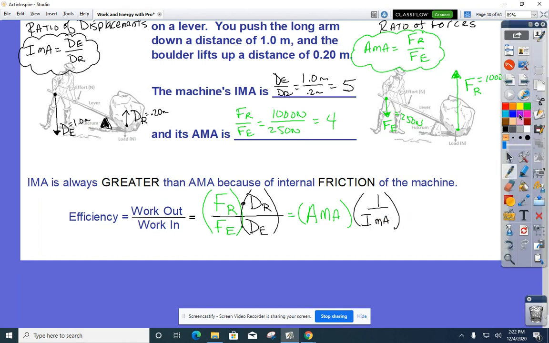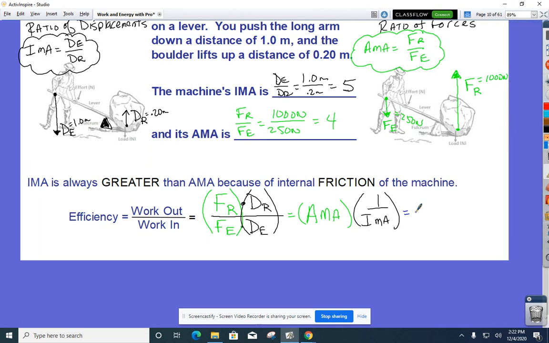And lo and behold, I get a nice definition for efficiency, or a nice way of calculating it. It's AMA over IMA. And I can see by looking at this, I was expecting to get 5, I only got 4, that's 80%. So for this particular example, the efficiency of this machine is 4/5, or about 80%.